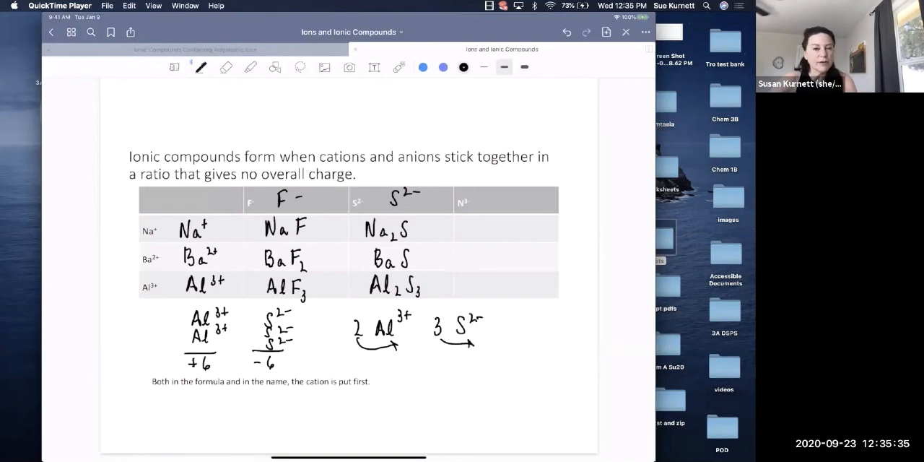Some of you may have heard a thing called drop and swap or swap and drop. Don't do that. It can lead you astray. If you don't know what I'm talking about, good. I am appreciating your innocence.